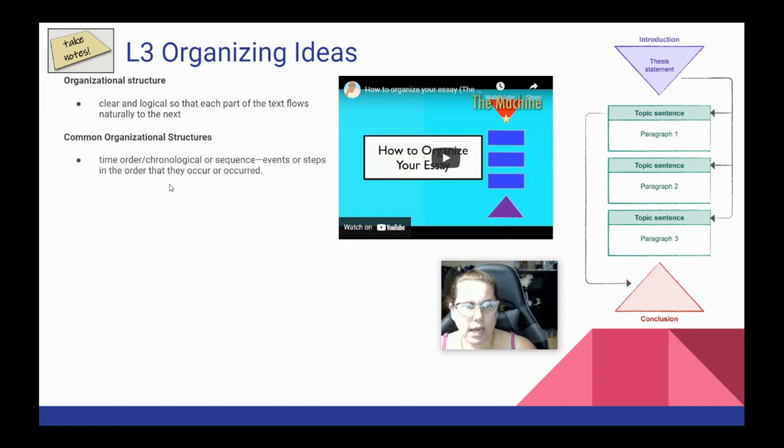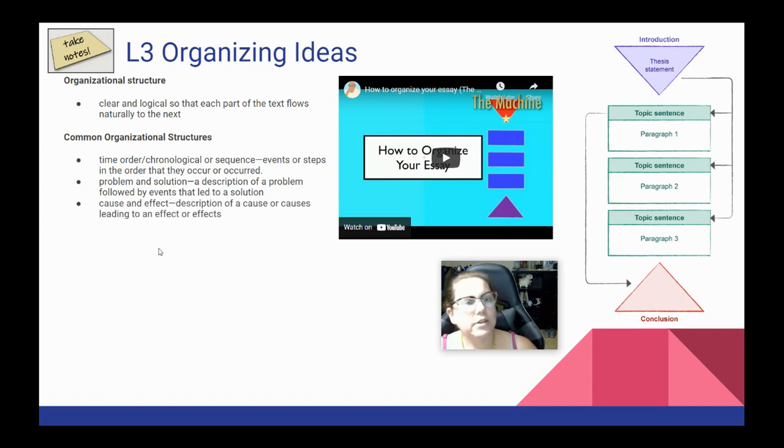So here are some common organizational structures. Time and order, or chronological order, would be the first one, and that's when the sequence of events or the steps are in the order that they occur. Next would be a problem and solution type of organization, where there's a description of a problem and then it's followed by events that lead to a solution. And then there's cause and effect. Of course, there's a description of a cause or causes of something that's leading to an effect or several effects.